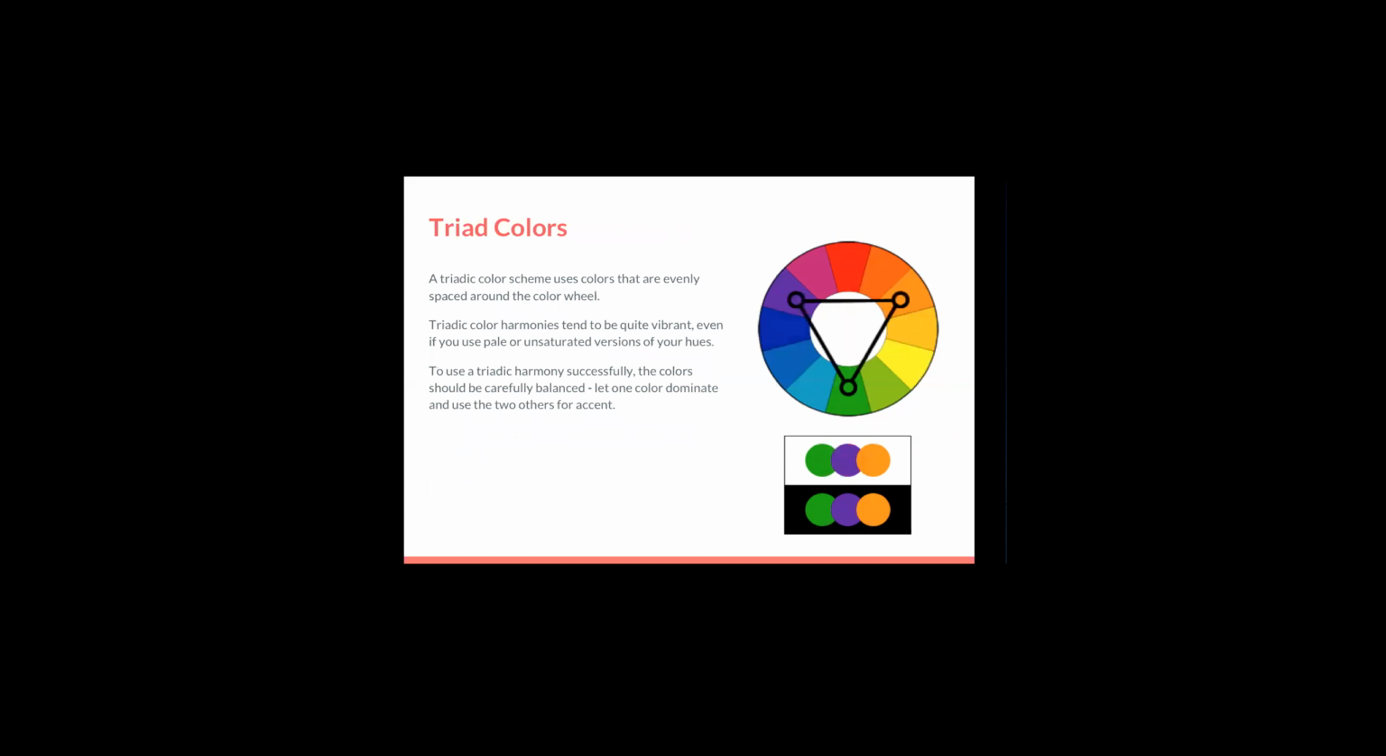Okay, triad colors. So a triadic color scheme uses colors that are evenly spaced around the color wheel. Triadic color harmonies tend to be quite vibrant, even if you use pale or unsaturated versions of your hues. To use triadic harmony successfully, the colors should be carefully balanced: let one color dominate, and use the two others for accent. So this one, for example, is the purple, orange, and green.